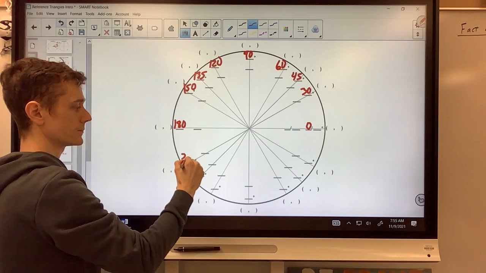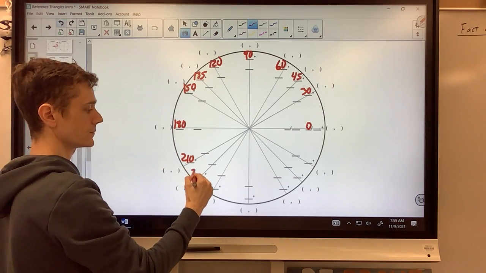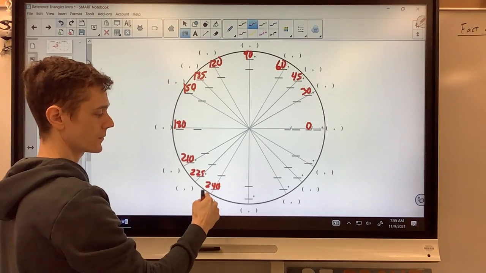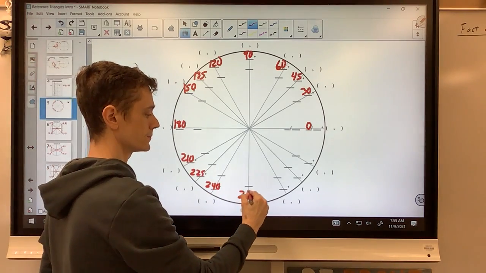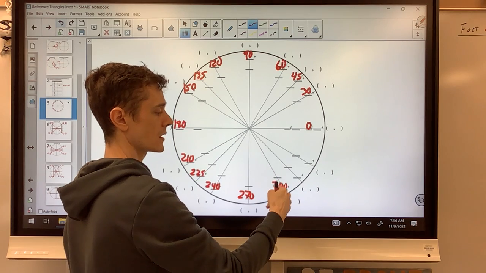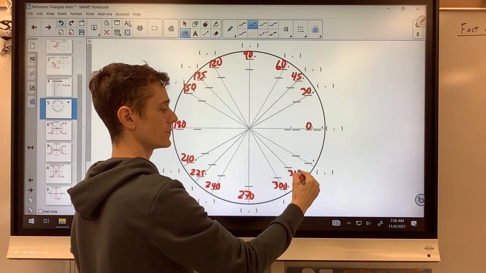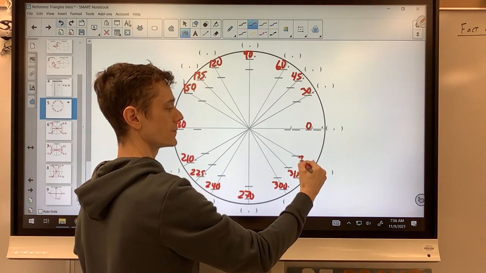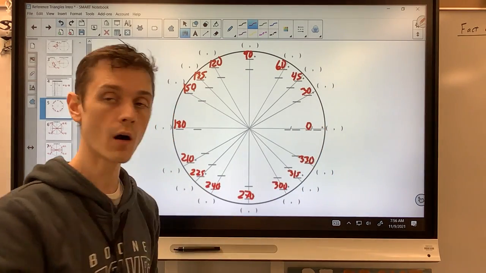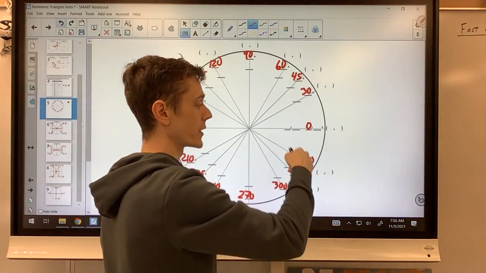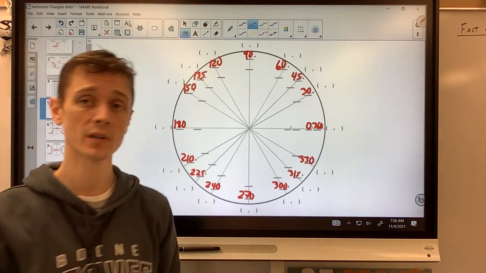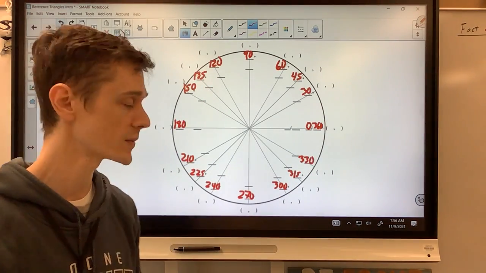Then 30, 15, 15, 30, 30, 15, 15, and then one last 30, because like I said, we want to also describe what that angle is after going all the way around. So the last one, we call this 0 or 360 degrees. So that one we're giving two names. That's why there are two blanks for the degree measurements.